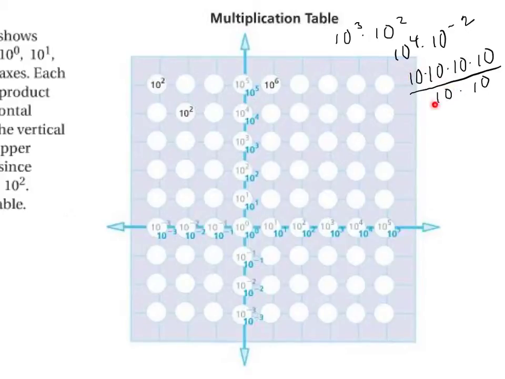Here we can make 1, because 10 divided by 10 is 1. So this is 1, and this is 1. So 1 times 1 times 10 times 10. So this is 1 and this is 1, so we can disregard that. So we have 10 to the 2nd power.